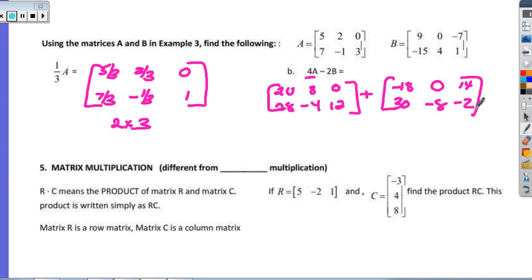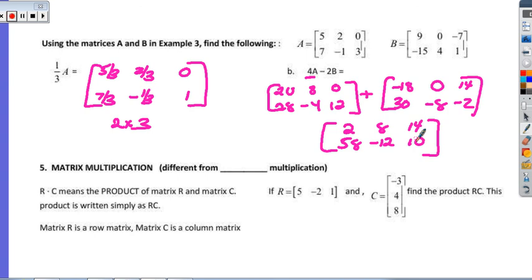The reason I like to distribute the negative in is because in that case I don't have to worry about having to remember to subtract through. Now we're going to combine these two together, and we will get 2, 8, 14, 58, negative 12, and 10.